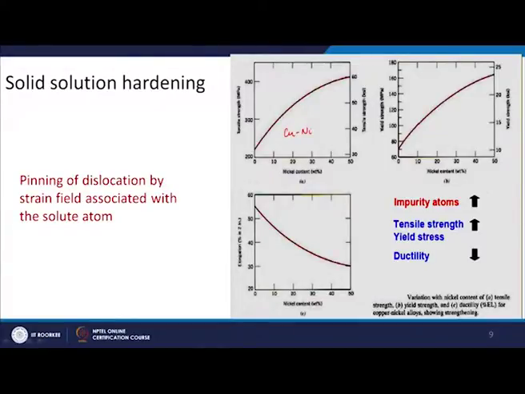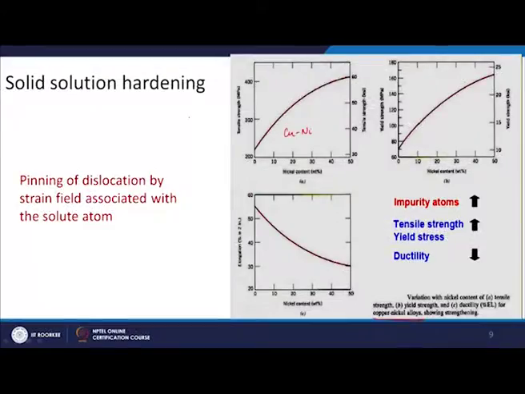As nickel content is increasing, my tensile strength is increasing. Similarly, my yield strength is increasing. However, the ductility of the material is decreasing. So, if I increase the amount of nickel in these copper nickel alloys, then tensile strength and yield strength increase, and ductility reduces. This is usually the case with most strengthening mechanisms: when you increase the tensile or yield strength, your ductility reduces. As I told you, solid solution hardening takes place because of pinning of dislocations by the strain field associated with the solute atom. The interaction between dislocation and solute atom helps you to increase the strength.